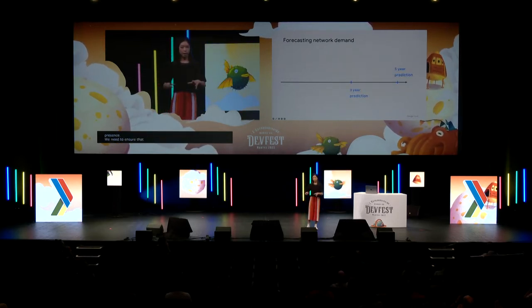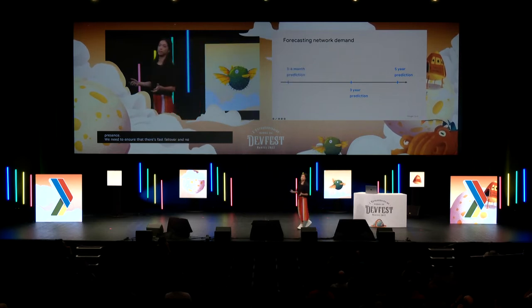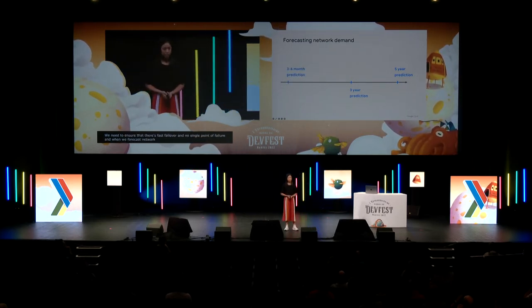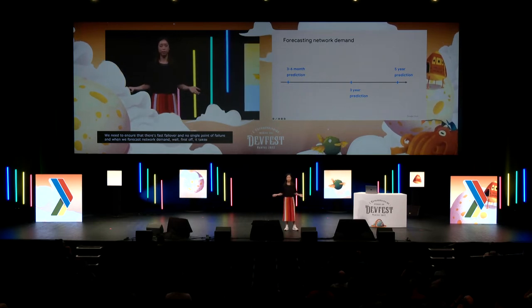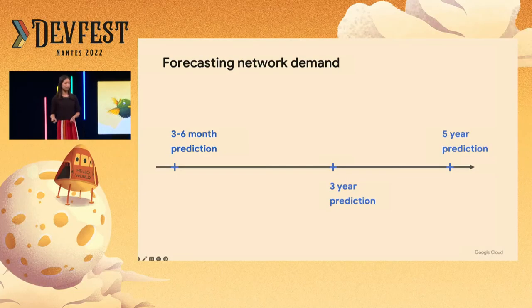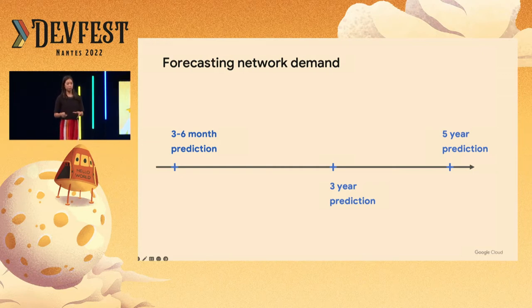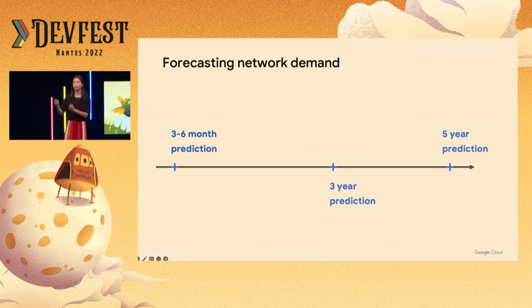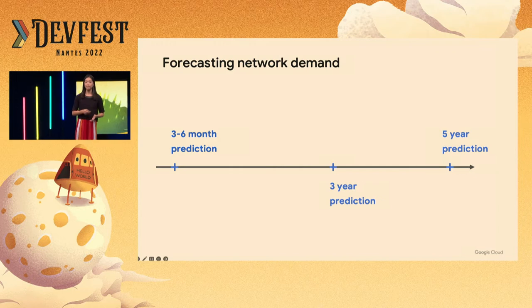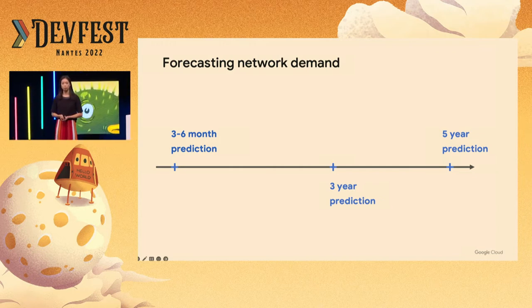And when we forecast network demand, well, first off, it takes 5 years to even build a subsea cable, and they last for 20 to 25 years. So we can't just do a typical trend analysis to plan out our next cable pathways. We have to predict out 5 years, 3 years, and 3 to 6 months out using something called a sensitivity analysis, which helps us find this optimal point on the cost curve where we're balancing things like cost and capacity. And so we also need to take into consideration things like latency to cloud regions as well.